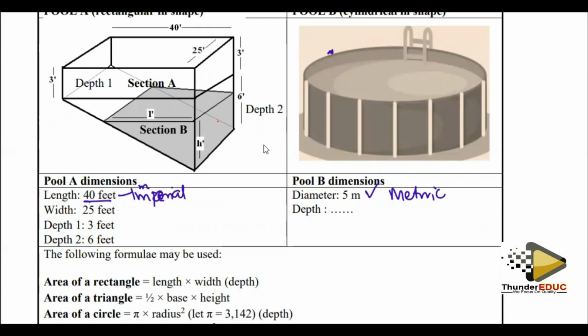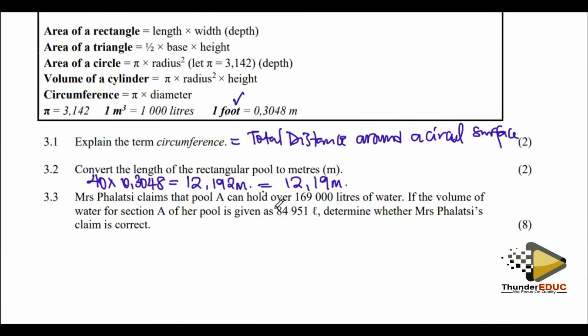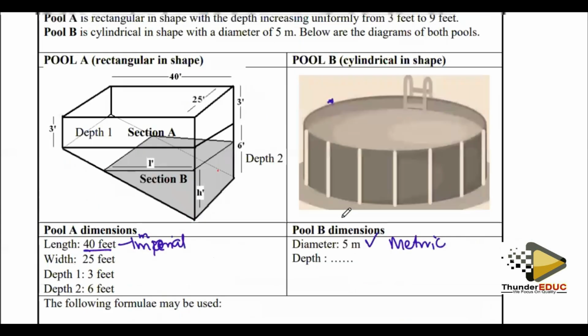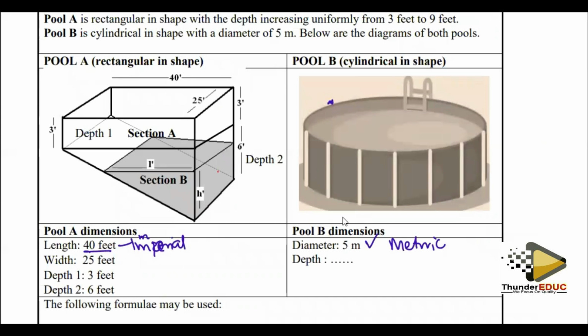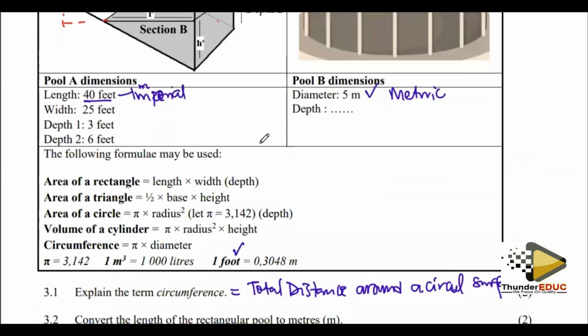Because this is rectangular and the volume is supposed to be. So already they are saying section A of the pool is 84,951. So section A is covered and section A stops there. This is section A. But then what about this section here? What is it? You try to complete this and find out. And it's this section B.